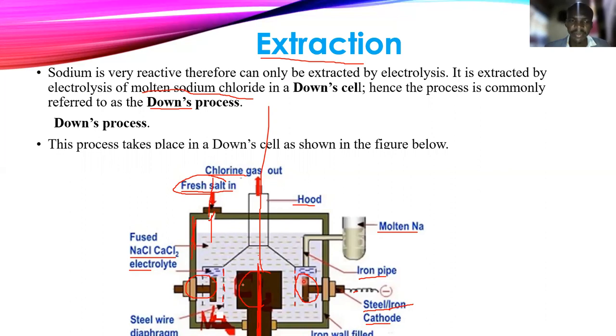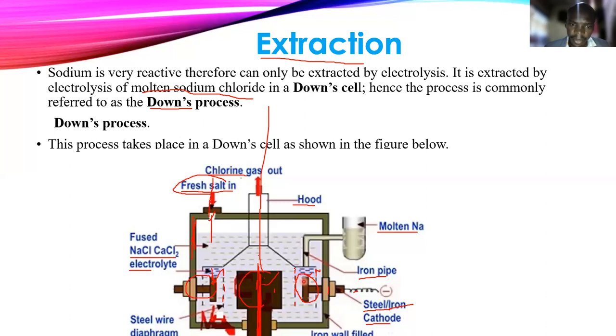They are suspended between them, the cathode and the anode. You can see that this is the cathode, this is the cathode, this is the anode. So it is suspended between the two. The reason is that we know that here will produce the sodium ion, and here will produce the chloride ion.